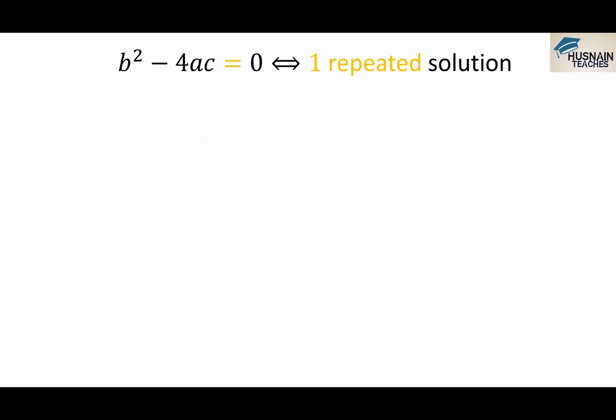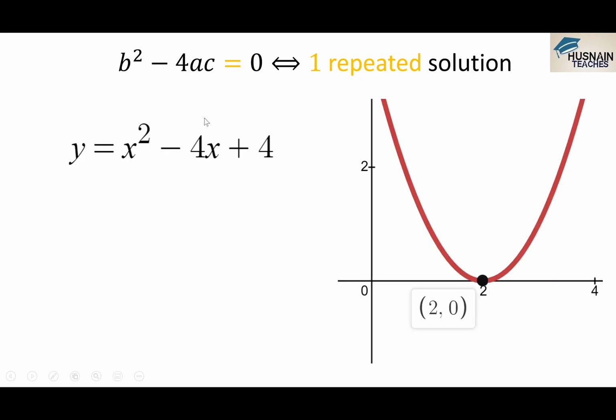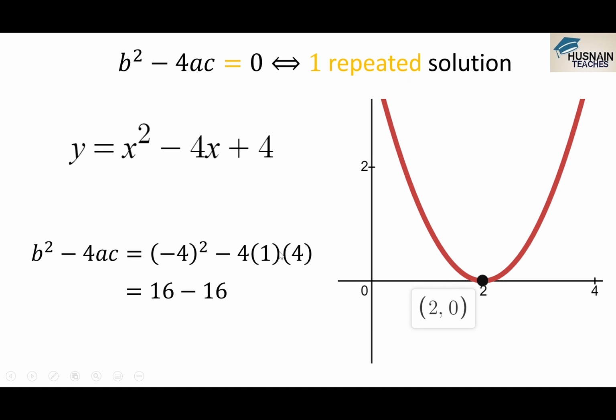Let's now look at when the discriminant is equal to 0. We said we have one repeated solution. Let's have a look at this quadratic, which clearly has just one solution if I draw it on Desmos. If I substitute in the numbers, I get b squared is the square of minus 4. I subtract 4 lots of, again, the 1, the invisible 1, multiplied by the 4 at the end. This simplifies down to 16 minus 16, which is definitely equal to 0.